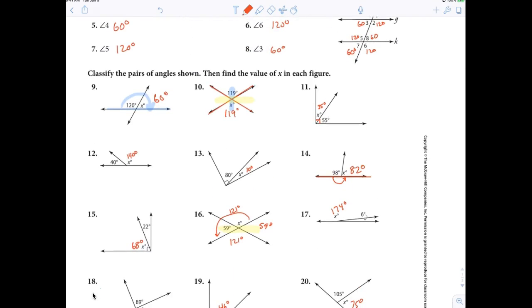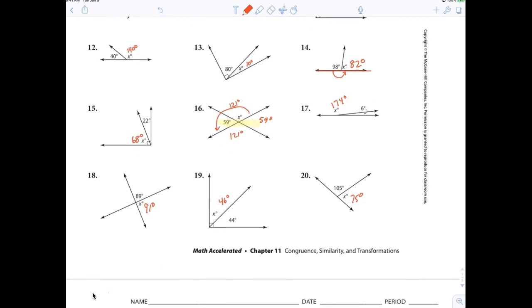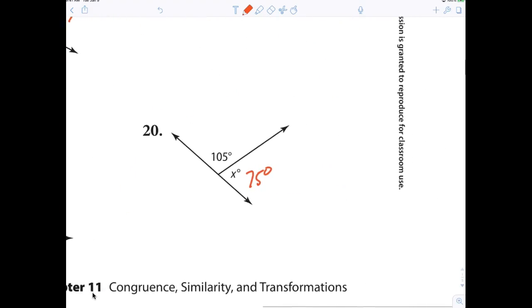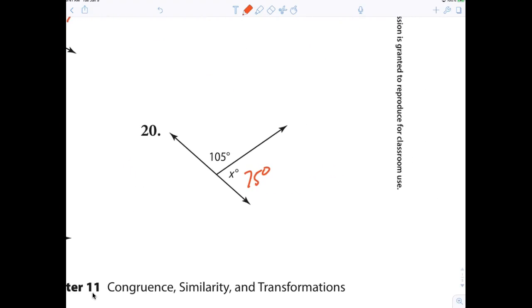Now, notice it says here, guys, classify. We just classified them. On your paper, you should have complementary, supplementary, vertical, and I think that was it. Is it okay if we abbreviate? Yeah, you can abbreviate. Wait, what about right? Well, they're talking about the pair of angles. Wait, what was number 20? 20 was called supplementary. Right, Justice? Yes.